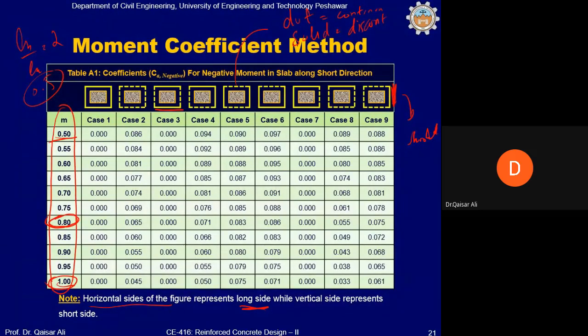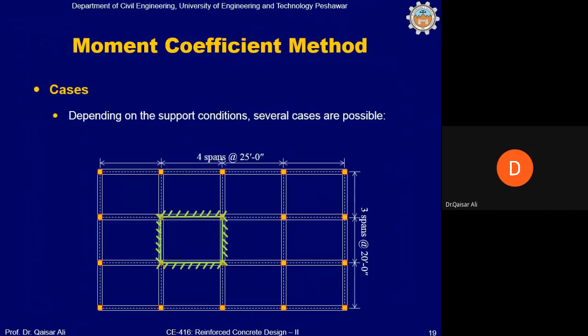The dot lines are showing continuous ends or continuous supports. Solid lines show discontinuous ends. Horizontal sides are showing the longer sides, and vertical sides are showing the shorter sides. ये clear है? Yes, sir. अच्छा, अब इसमें जरा बताएं, panel 1 corresponds to which case?